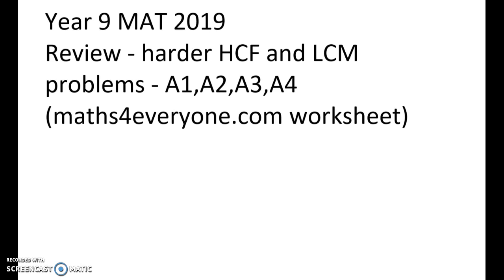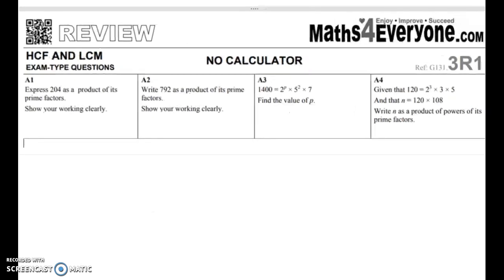So here are the first 4 questions, and they're all similar because they all want us to express numbers as the product of their prime factors. So the skill that we're working with here is using a factor tree to do that.